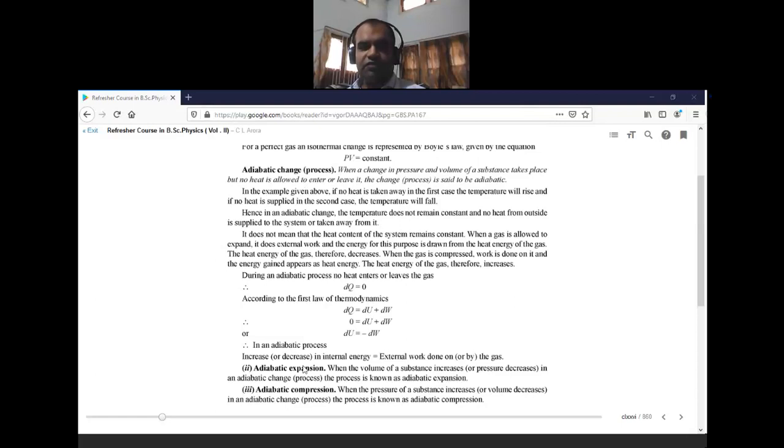adiabatic process. So what is an adiabatic process? I think I have explained it a few times before. Adiabatic change or process: when the change in pressure and volume of a substance takes place when no heat is allowed to enter or leave the system, the process is said to be adiabatic. So adiabatic means there will be change in pressure and volume, but the condition is that no heat is allowed to leave or enter the substance. In that case, the process is said to be adiabatic.